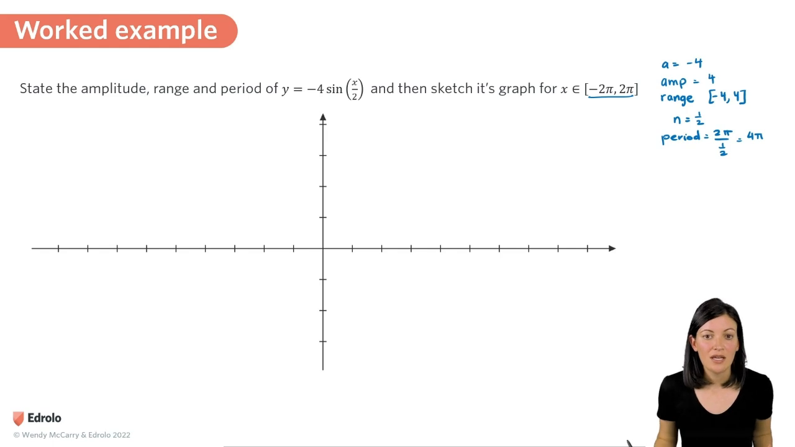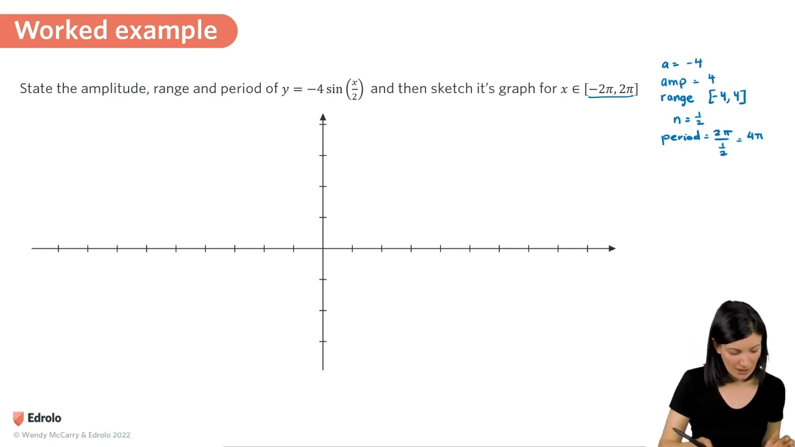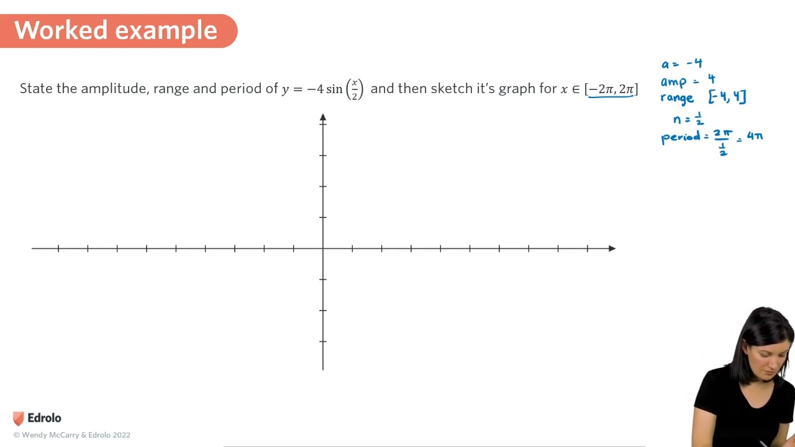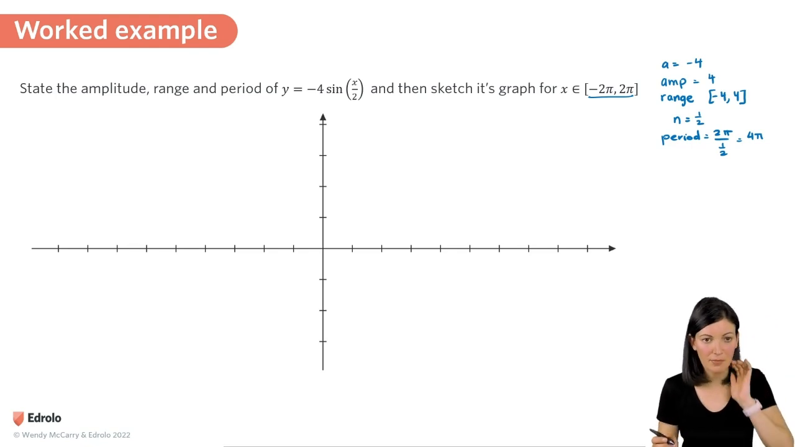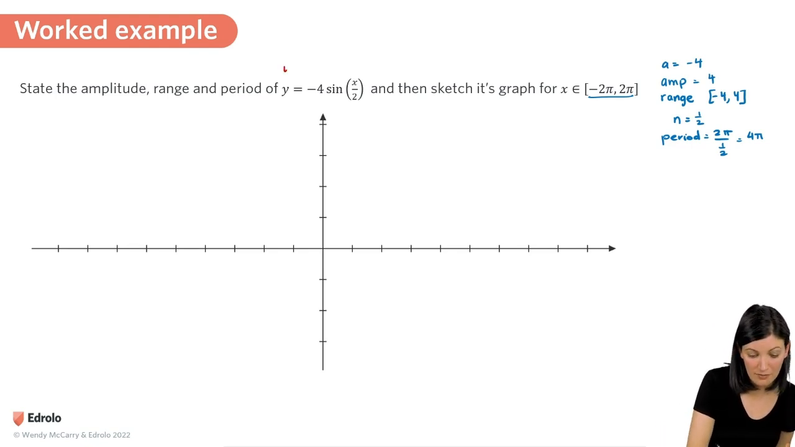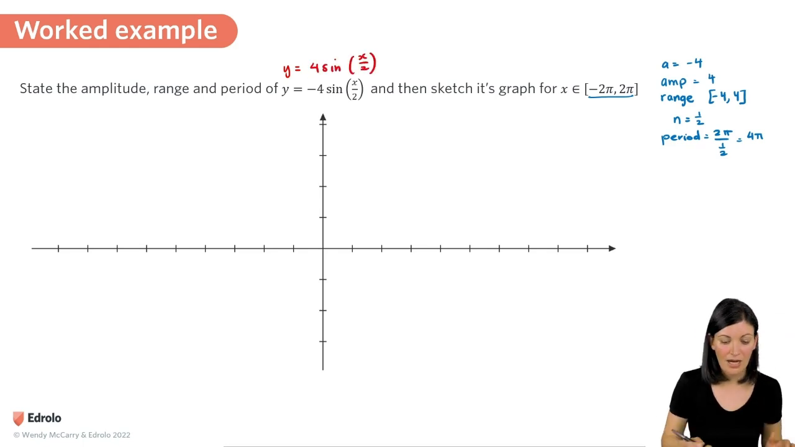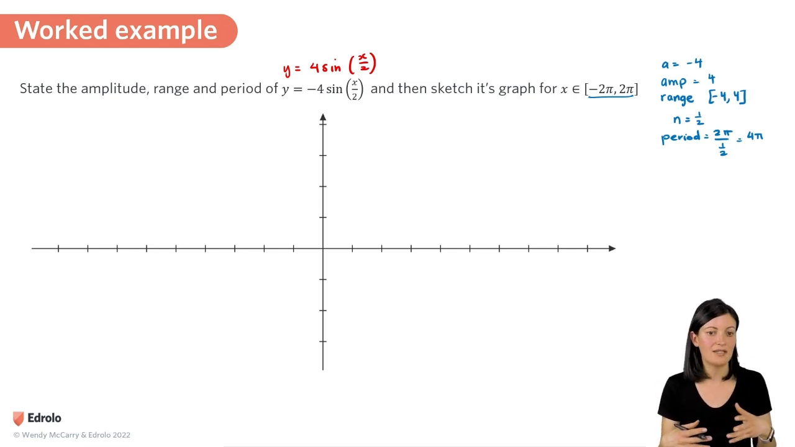Okay, now what I like to do, and you can do this or not, I'm going to change to a different color pen, but I quite like drawing the graph without the reflection first. So just as 4 sine of x on 2, and then drawing a second graph with the reflection in. Okay, so my red is going to be the non-reflected graph.